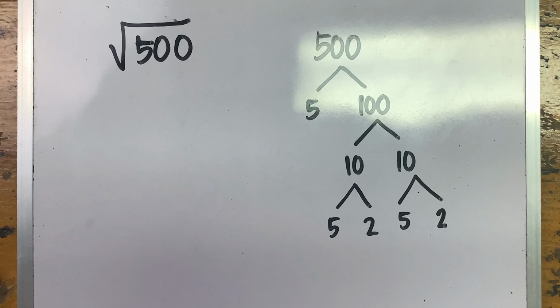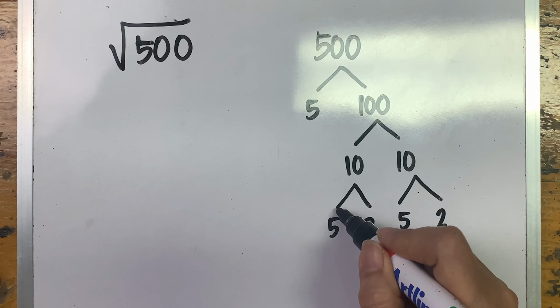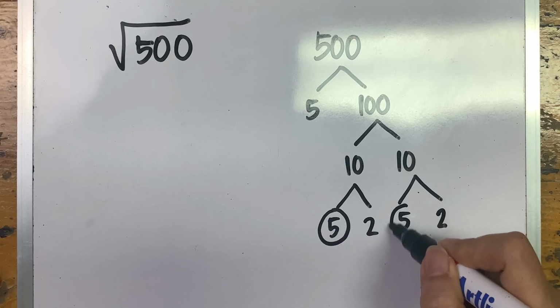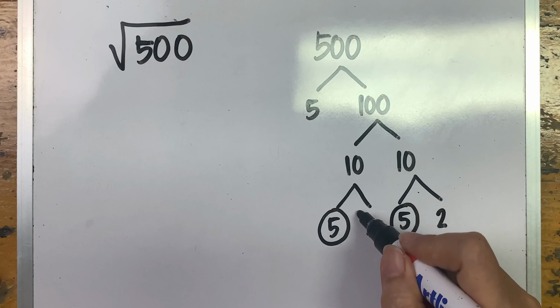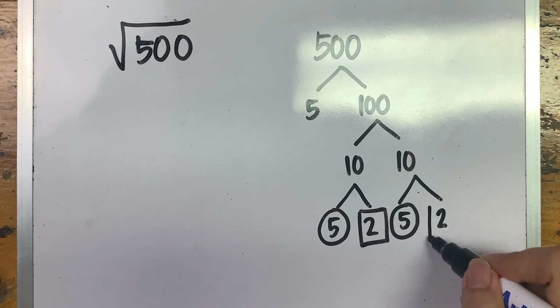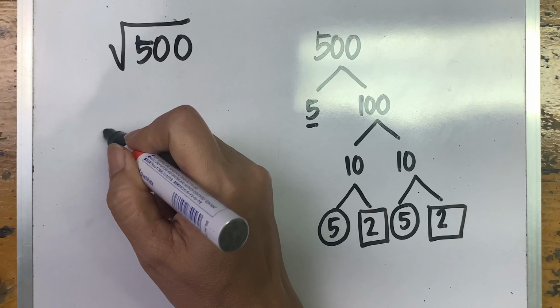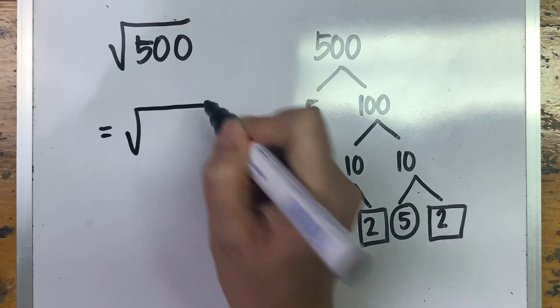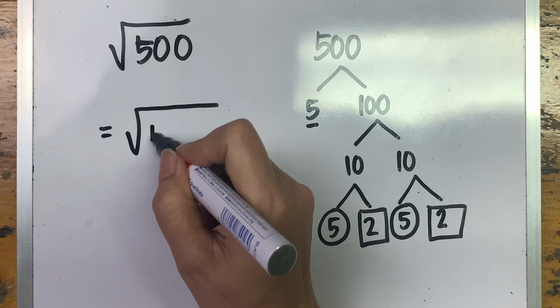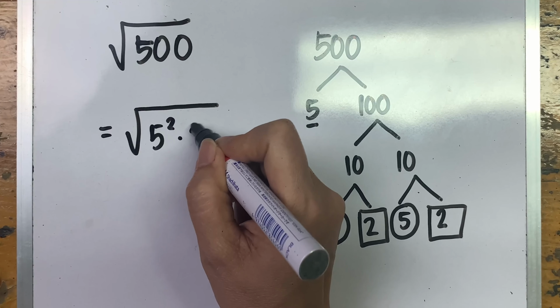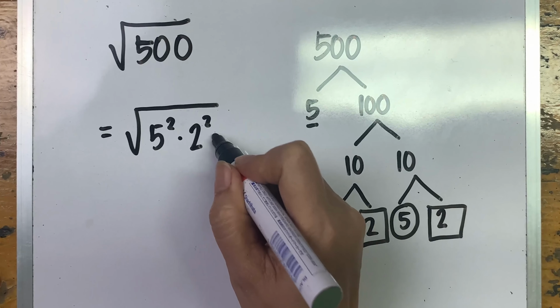Since hinahanap natin yung square root ng number, hahanap tayo ng pair ng the same number. So, kunin natin yung 5 and 5, that's one pair. And then 2 and 2, another pair. So, getting the factors of 500 gives us 5 squared multiplied by 2 squared times 5.